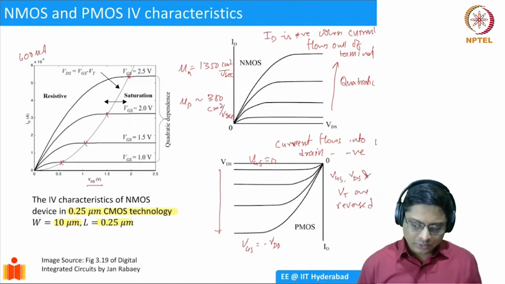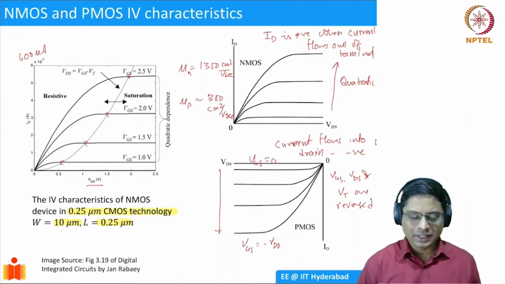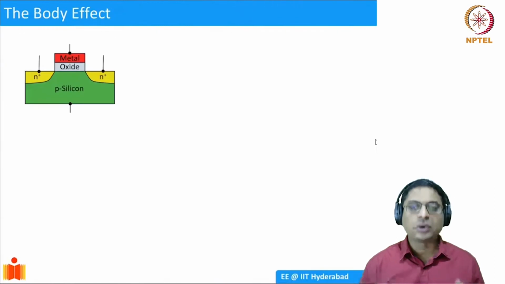So far, what we have seen is that the parameters of the current expression are fixed. For example, mobility and the capacitance are all dependent on the process. W by L is fixed by the designer when you are fabricating the chip. So if you want to change the current, we have seen that VDS and VGS can be changed by the user. That is what we have so far. But it turns out that the user has another way to change the current in a transistor, and that is by using what is known as body effect.